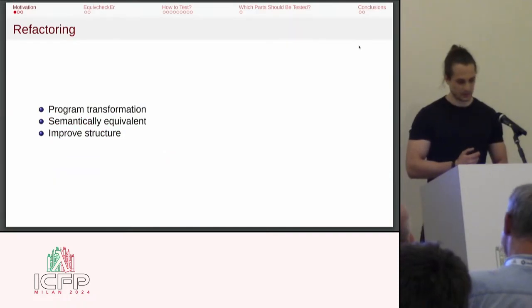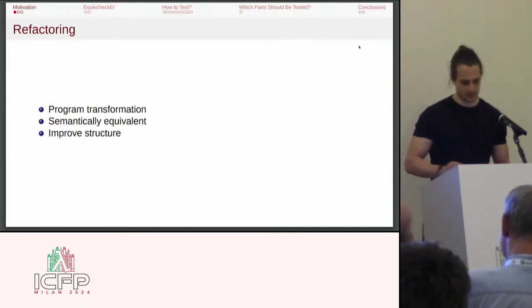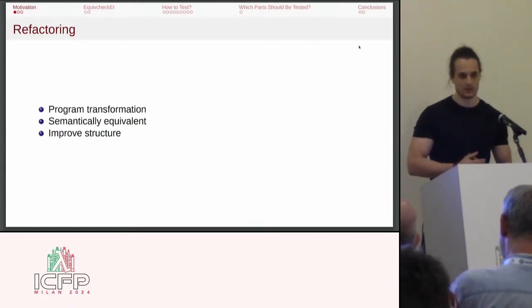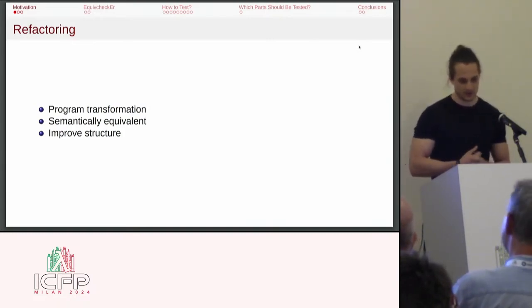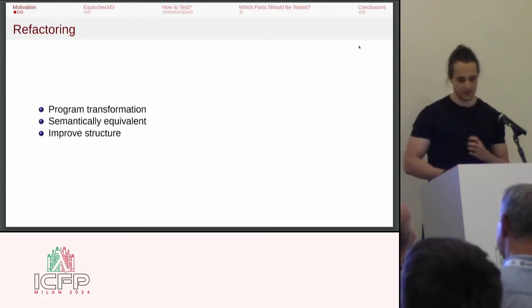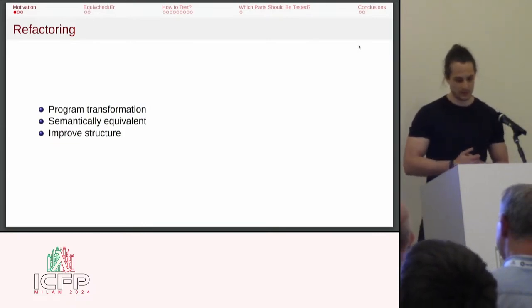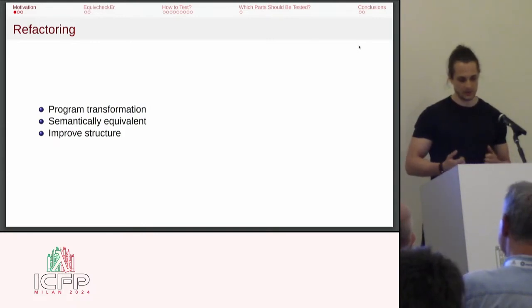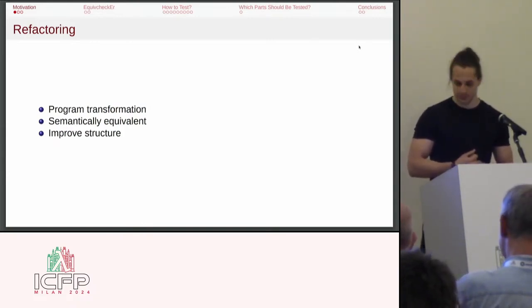So let's start first by defining what a refactoring is. So refactoring is a kind of program transformation, but with the added constraint that the semantic meaning or the behavior of the program has to remain the same. So the only thing that can change is the structure of the program text itself. And we are usually doing this to improve the structure in some way, and usually so that the programmer can understand easier what the program does.